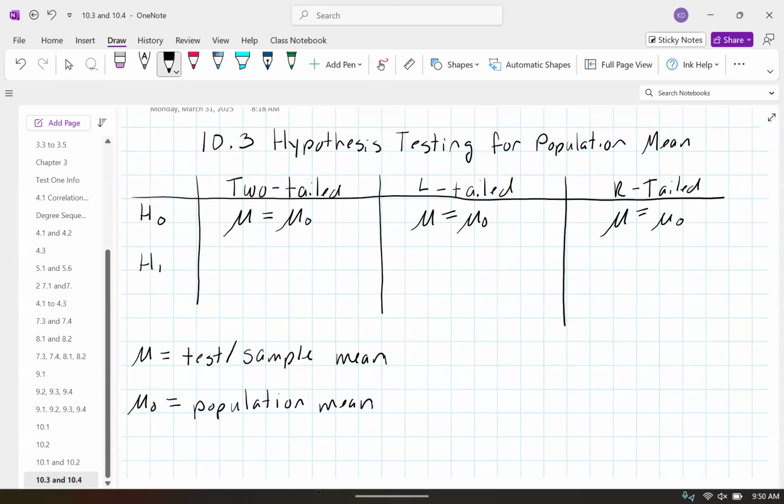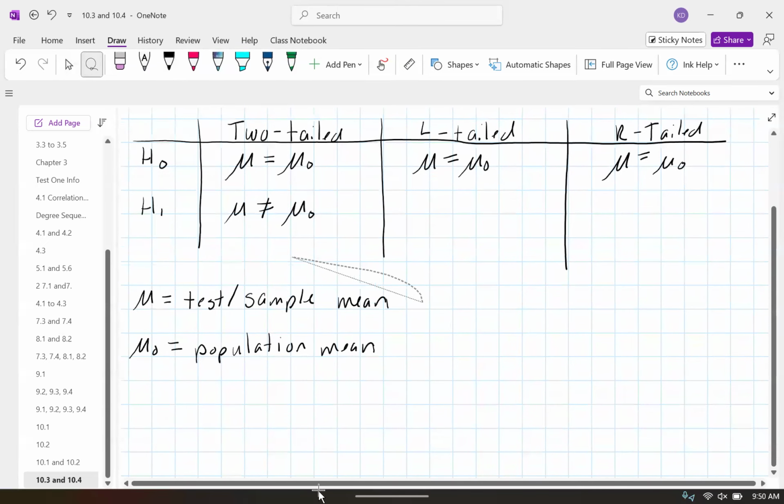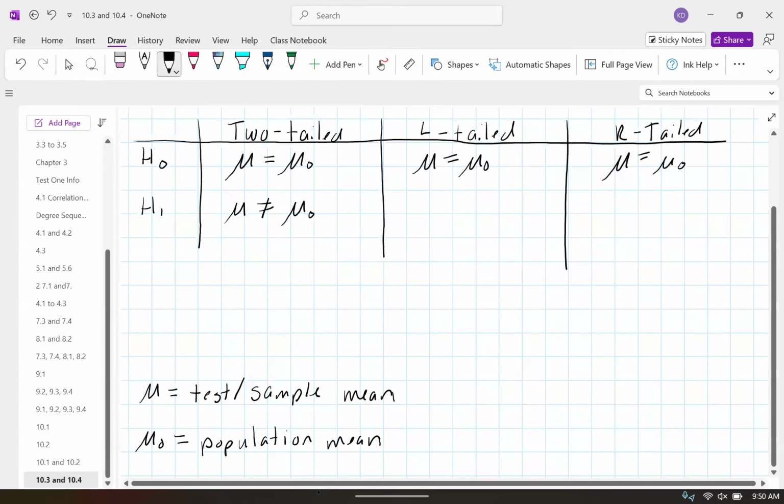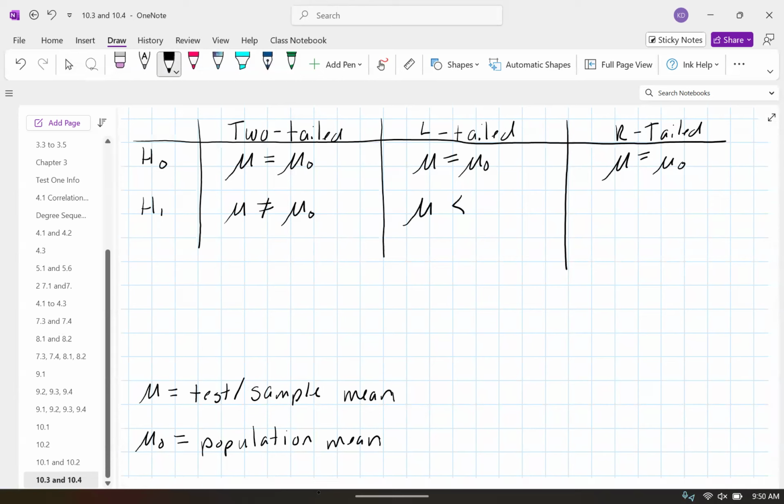For our alternative hypothesis, which is our H1, for a two-tailed test, we just say it doesn't equal. I'm going to throw this down here so I can draw some pictures with it. All right, for this one says our test is less than our population, and this one says our test is bigger than our population. So all of these were set up to where we make our mean 0 usually. We adjust it to be 0.